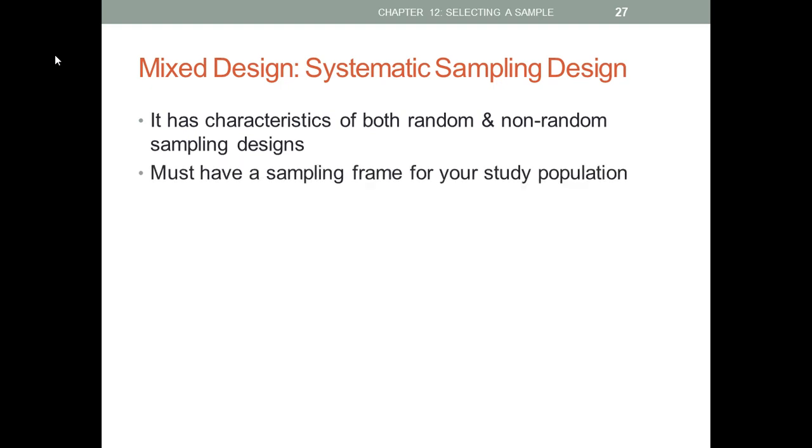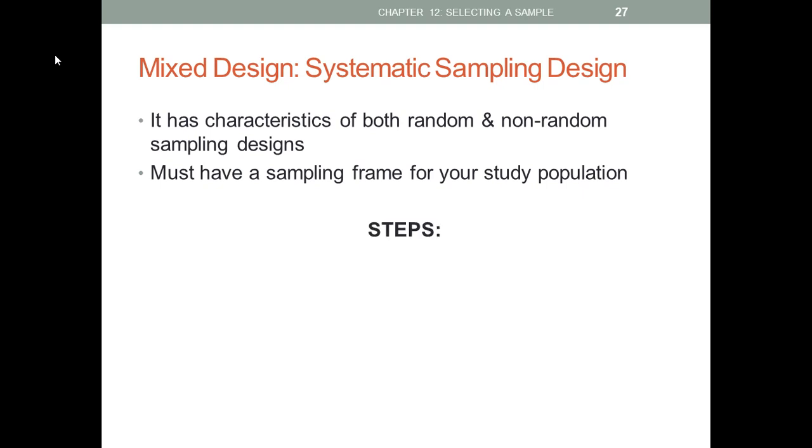Let's go to some characteristics of systematic sampling design. It has characteristics of both random and non-random sampling designs. That is why it is classified under mixed design. In order to use systematic sampling design, a researcher must produce an updated or complete sampling frame, from the first person to the last in the list.